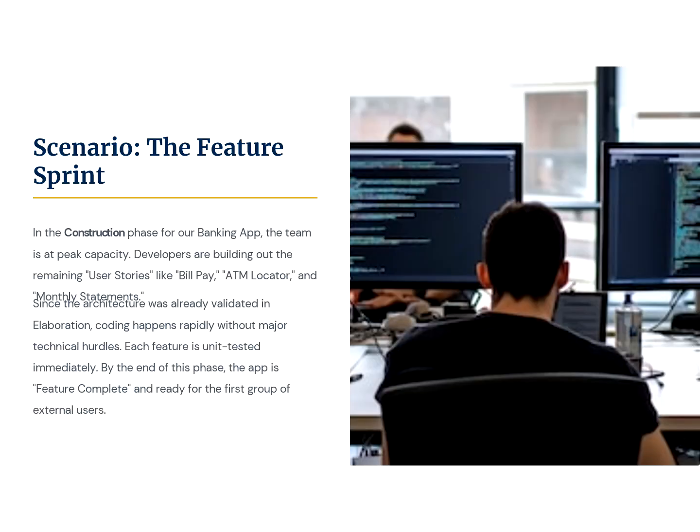Now, let's talk about the example which we have been discussing in different phases. In the banking app, developers build the bill payment, for example, ATM locators, the statements. Since architecture is already clear, development becomes faster and smoother. So by the end of this phase, after executing multiple iterations, the system is feature complete.